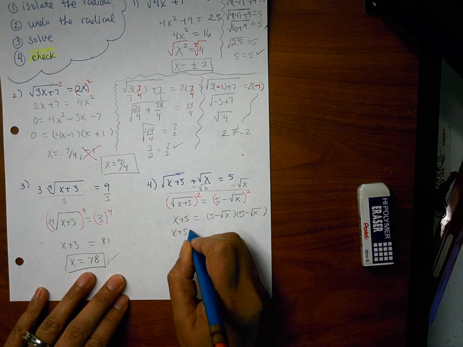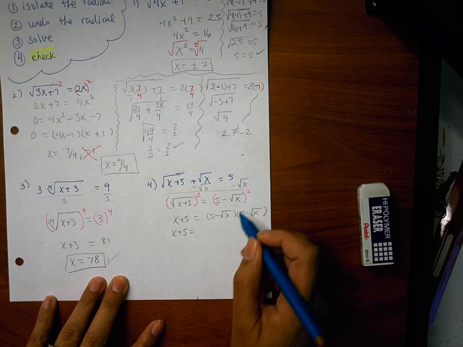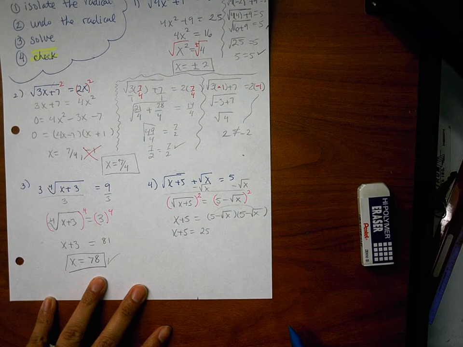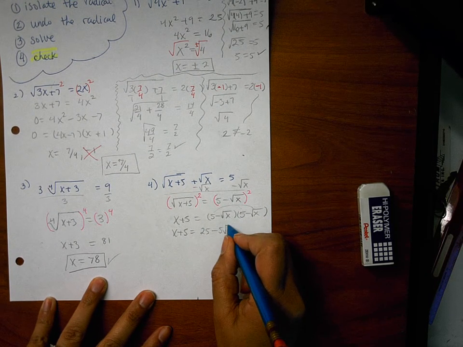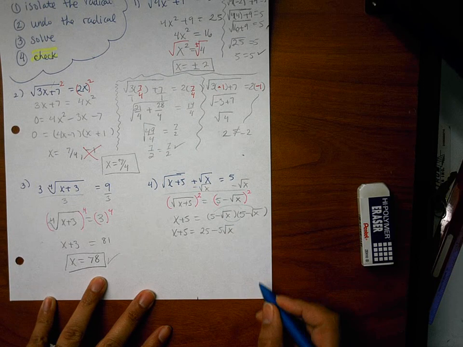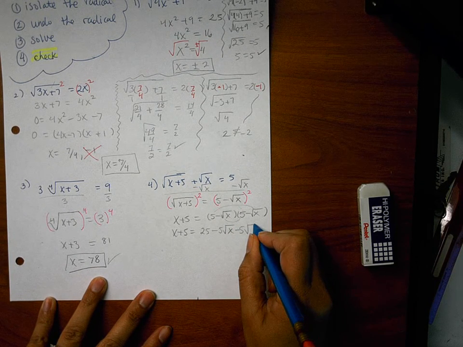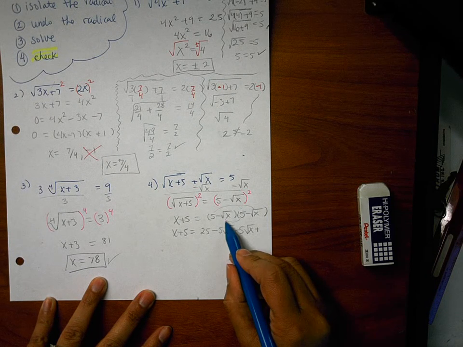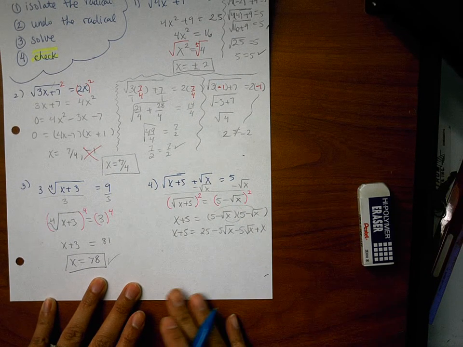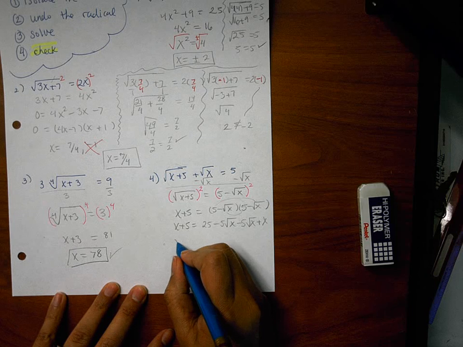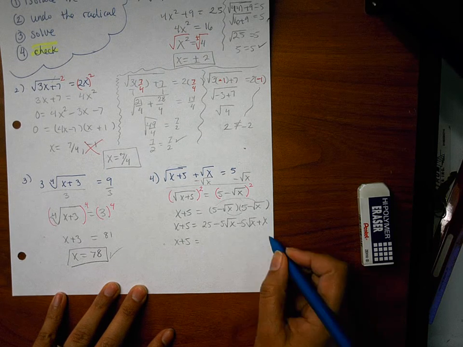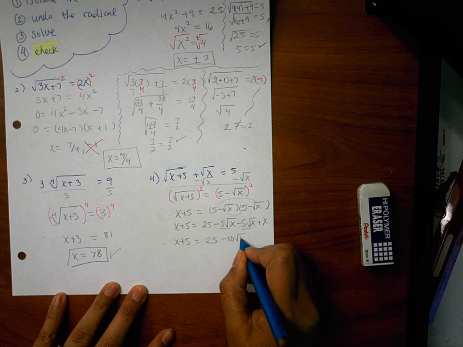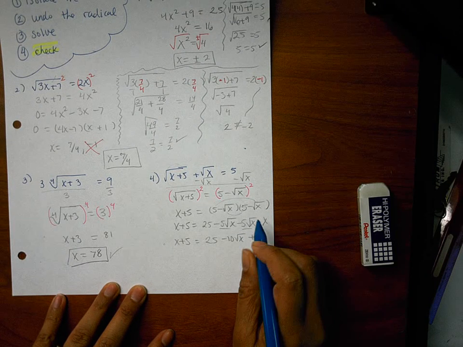x plus 5 equals 5 times 5 is 25. 5 times negative root x is minus 5 root x. Right there on the inside, I also get minus 5 root x. And at the end, a negative times a negative is a positive. Root x times root x is x. All right, I'm going to clean that up. X plus 5 equals 25 minus 10 root x plus x.